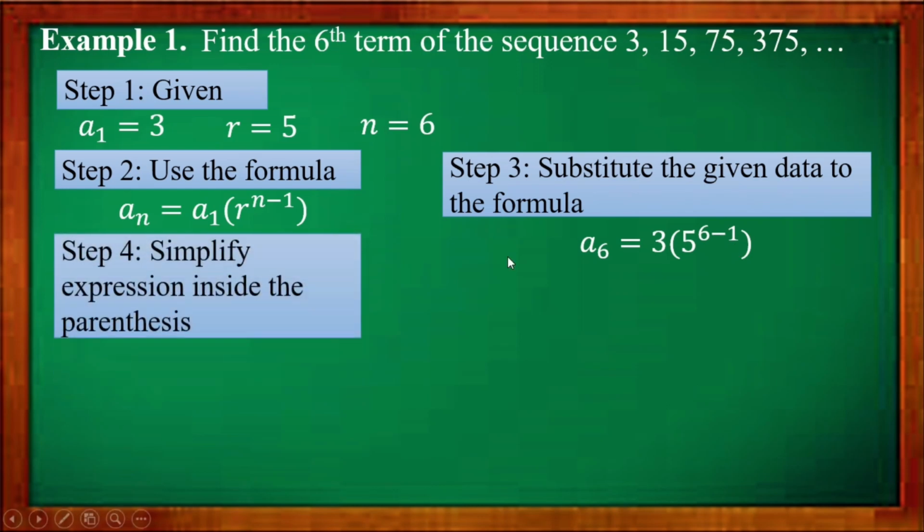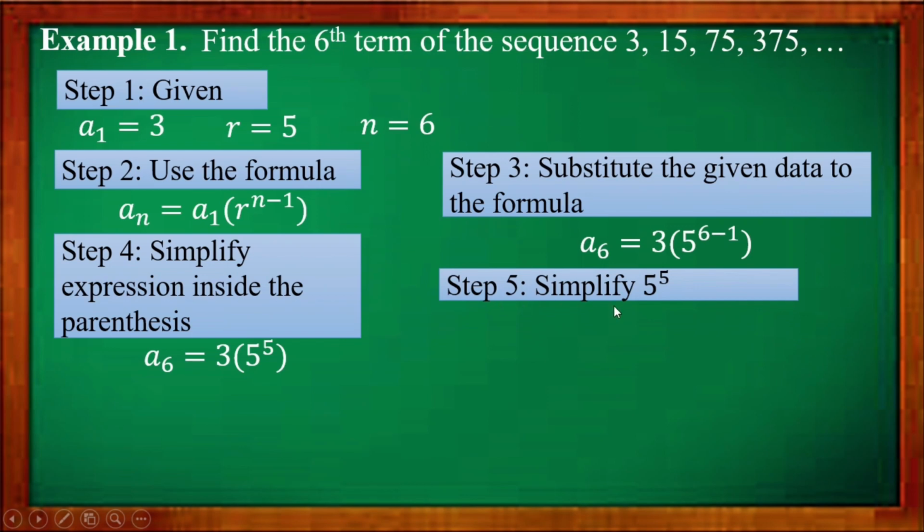Next step is to simplify the expression inside the parentheses. Inside the parentheses, we have the exponential form 5 raised to 6 minus 1. What we are going to simplify first is the exponent, which is 6 minus 1, and 6 minus 1 is just 5. That is why we have a sub 6 equals 3 times 5 raised to 5. Then after that, simplify the exponential form, which is 5 raised to 5. This means that we are going to multiply 5 by itself 5 times. So that is why we will have this one.